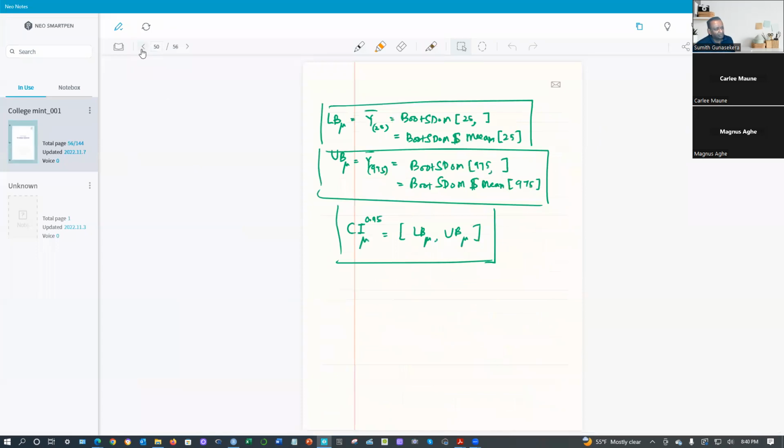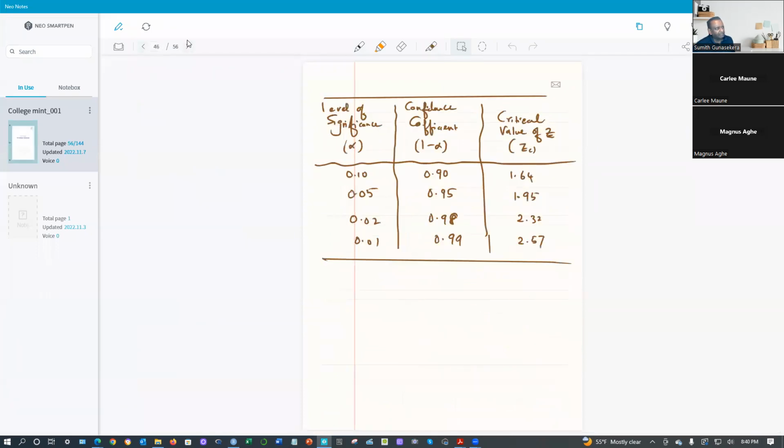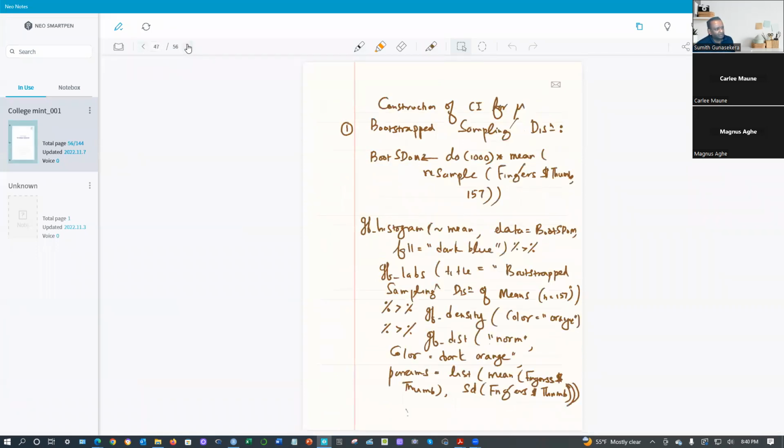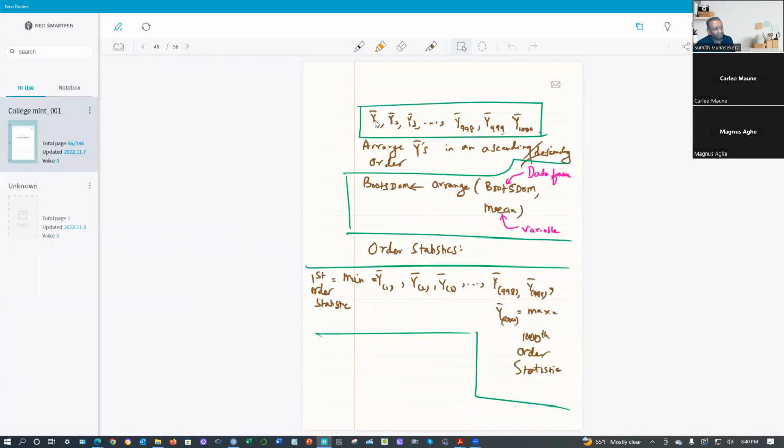Those y bars will be arranged. I have y bar 1, y bar 2, all the way up to 1000. I display only the first 6. If you want, you can go to the last 6 by invoking tail. And I'm going to arrange, go to the bootstrap data frame, call the data variable. Once you do that, they will be arranged from the minimum value to the maximum value.